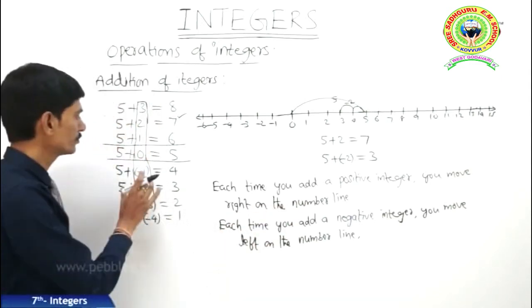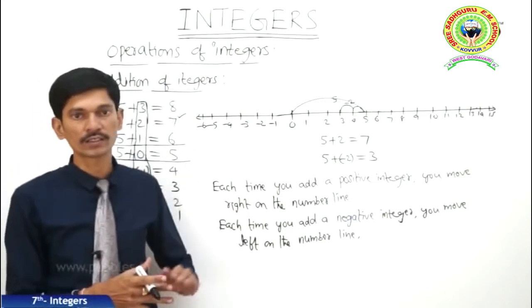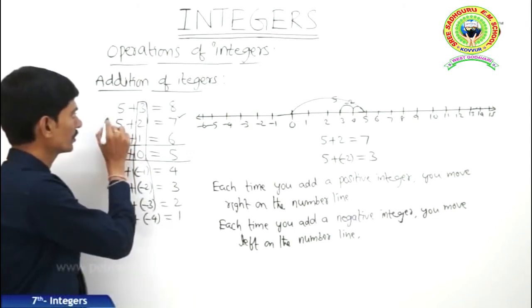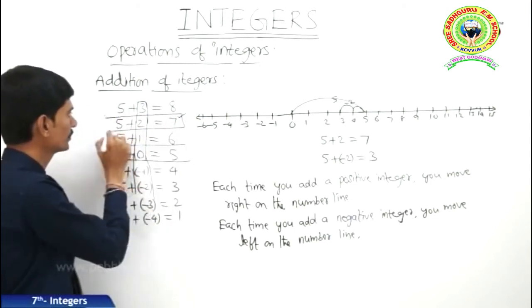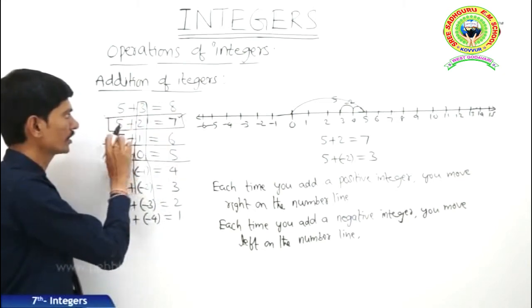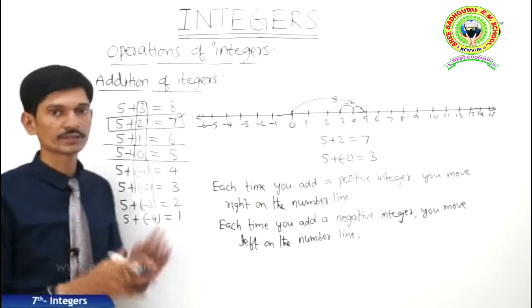Then if two integers are added, what is the sum? Is the sum greater than each of the two integers? For example, 5 plus 2 equals 7, in this case the sum 7 is greater than each of the two integers 5 and 2. But is it always true for any two integers?